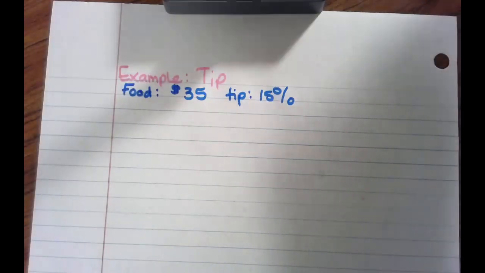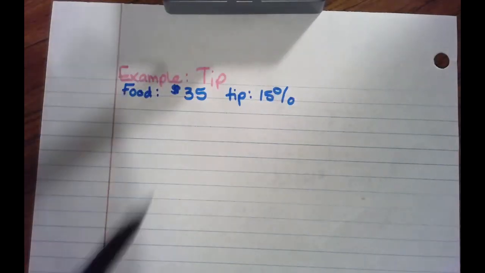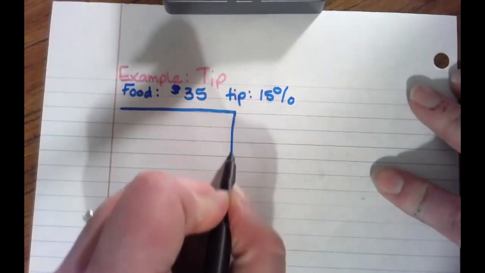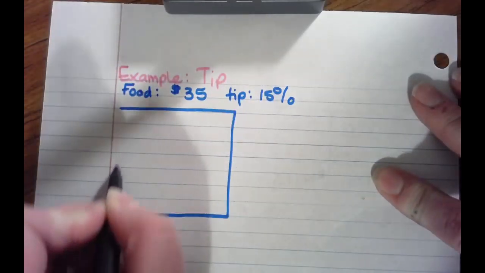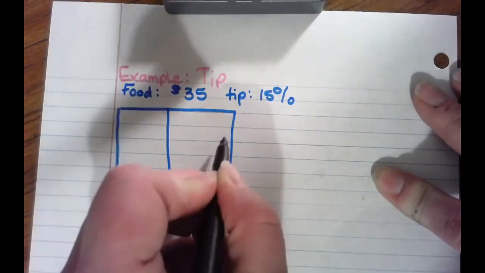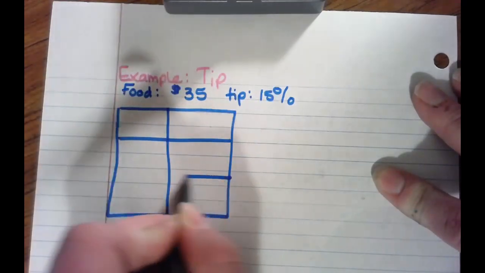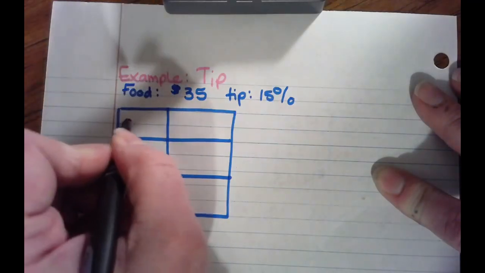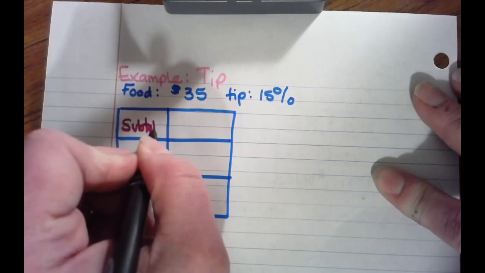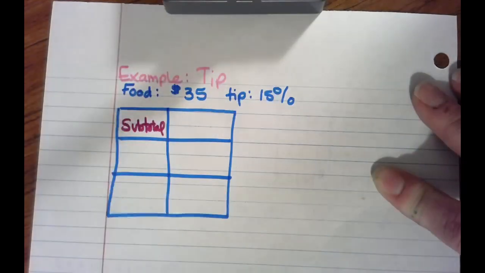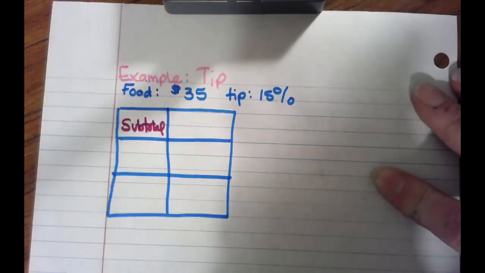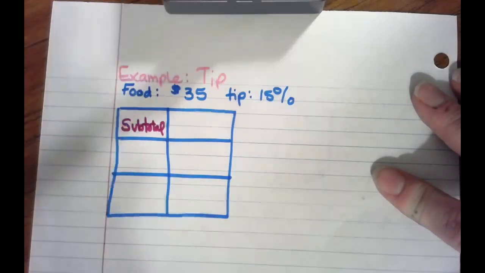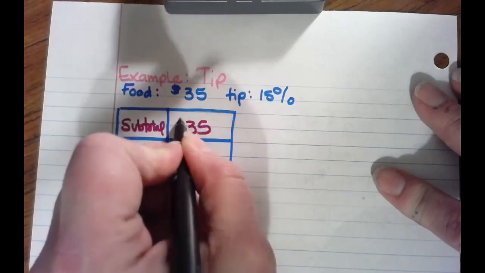So what if we want to find a tip? Okay, same process. Our food costs $35. We have a 15% tip. We're going to go ahead and draw our little table. And again, this is just to help you visualize. You don't 100% need this all the time, but it's really helpful to just visualize. We're going to call this our subtotal. That's the other word that we call the amount that we got before tax, tip, discount, anything like that. That's our subtotal, and we know that was $35.